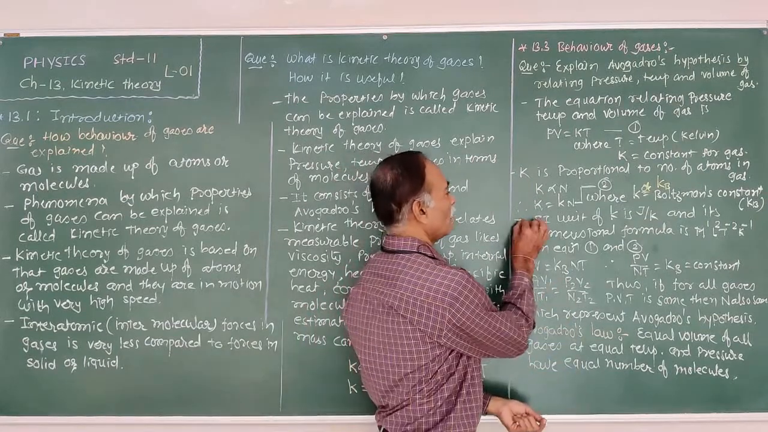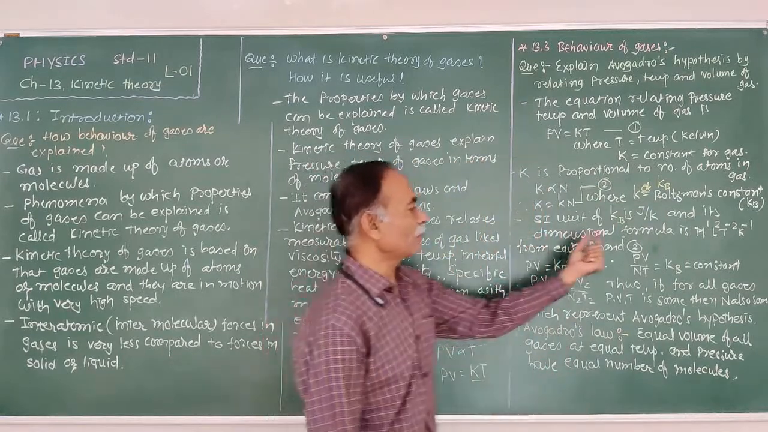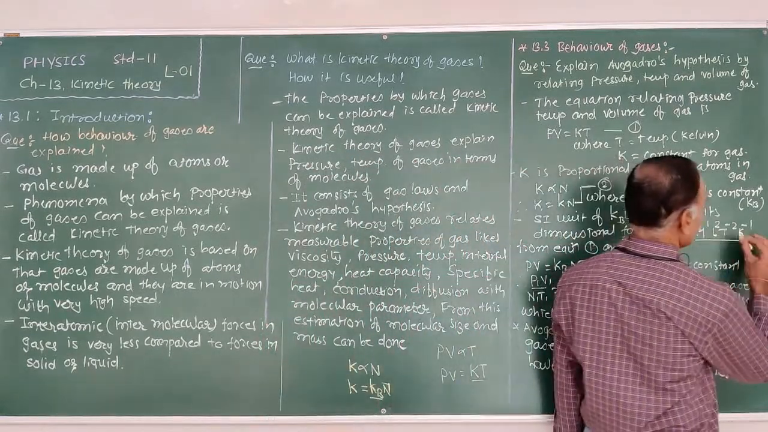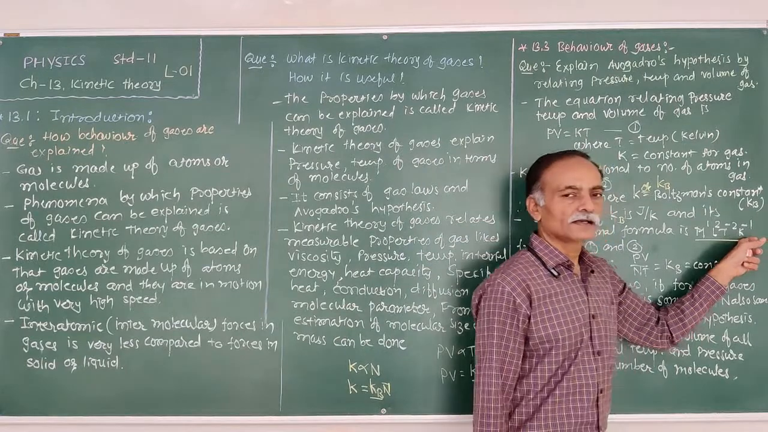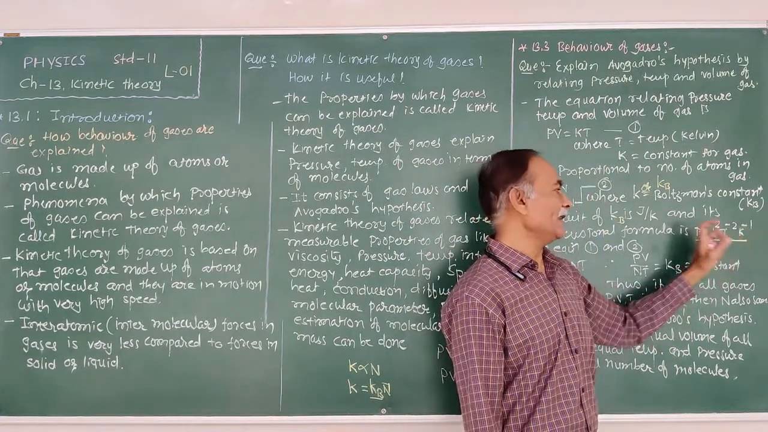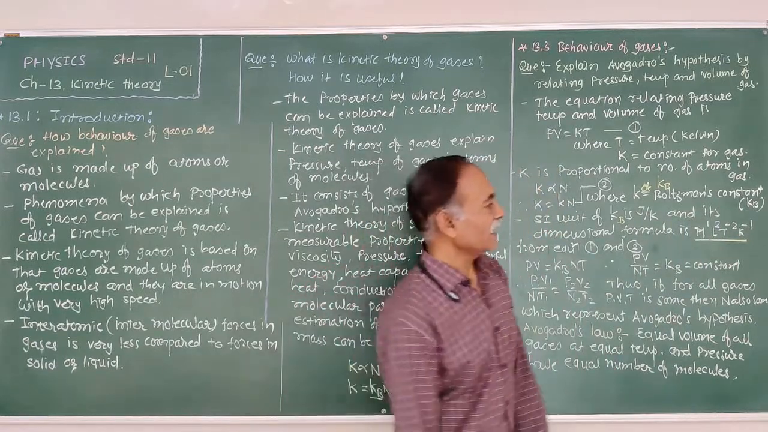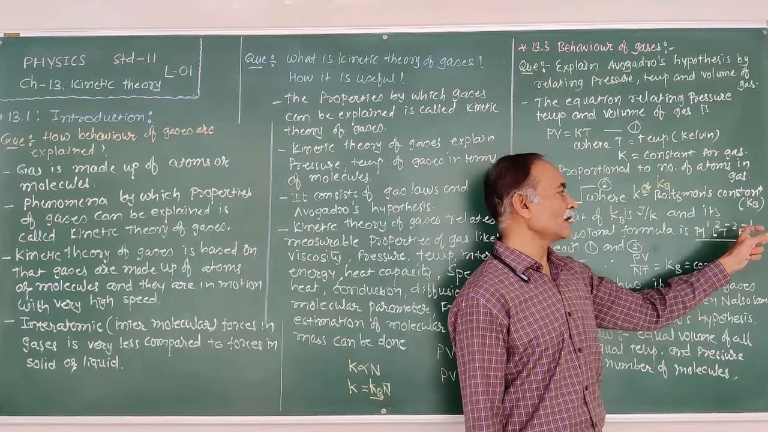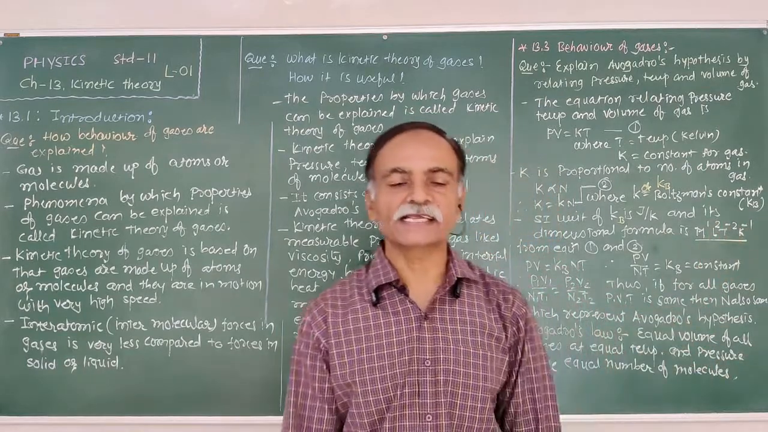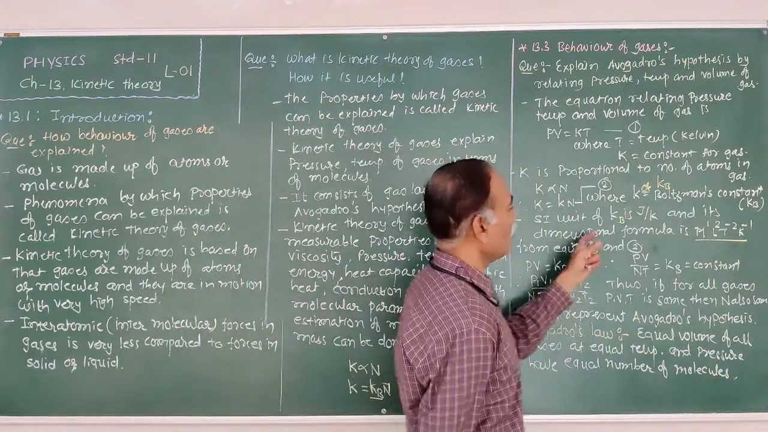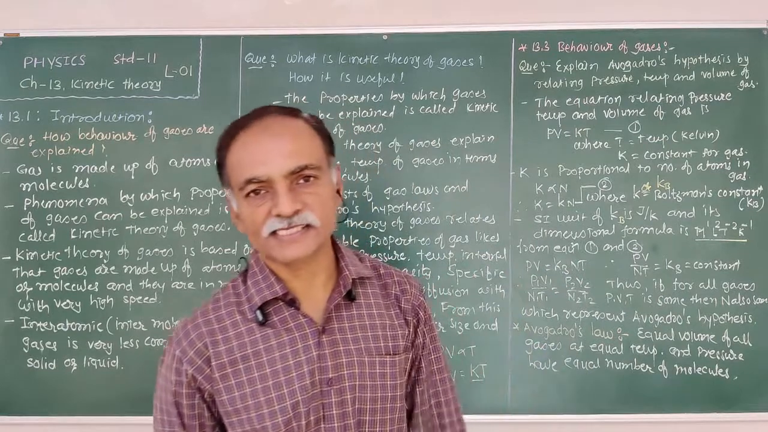The SI unit of Kb, the Boltzmann constant, is Joule per Kelvin, and its dimensional formula is M1 L2 T minus 2 K minus 1. K is for Kelvin, T for time, L for length, and M is the mass in kg. Again, M1 L2 T minus 2 is the dimensional formula of Joule, upon temperature. Temperature is measured in Kelvin. Therefore, the dimensional formula of the Boltzmann constant is M1 L2 T minus 2 K minus 1.